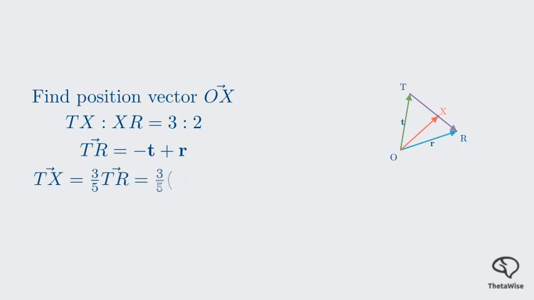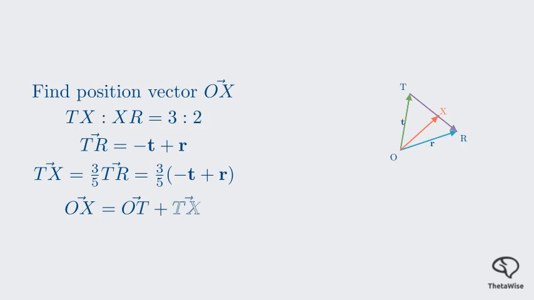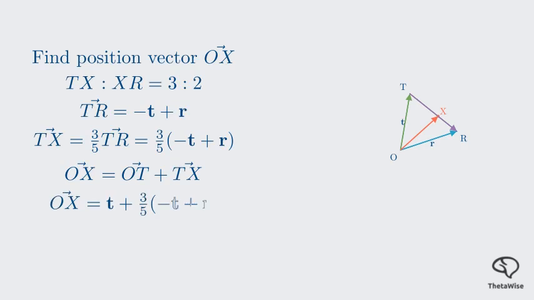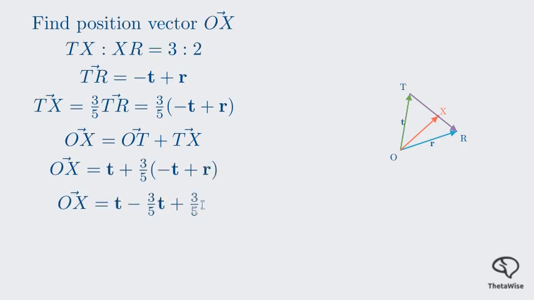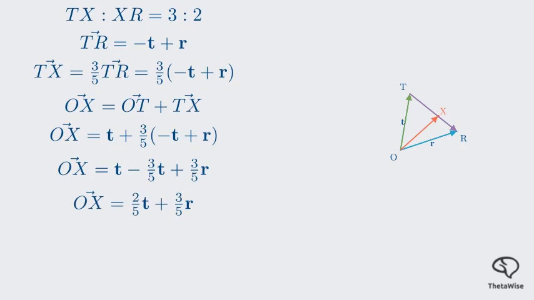Since the ratio is 3:2, the total number of parts is 5. X is 3/5 of the way along the line from T. Now, let's construct the path for OX. We can go from O to T, and then from T to X. Substituting our expressions, let's expand and group the terms together. 1 whole T minus 3/5 T leaves us with 2/5 T. This is our final answer in its simplest form. Notice how the position vector is a weighted average of the two vectors defining the triangle's sides.